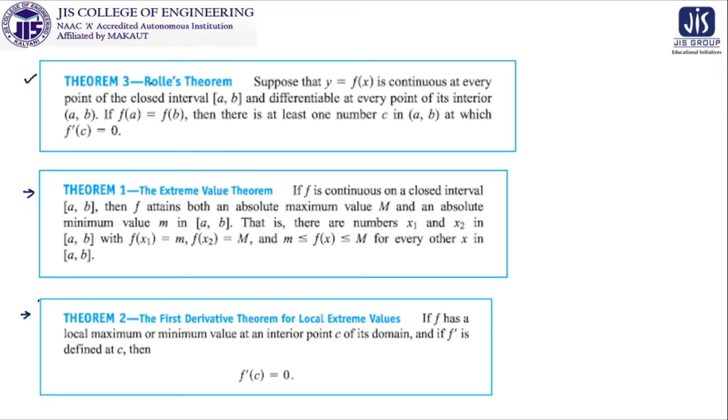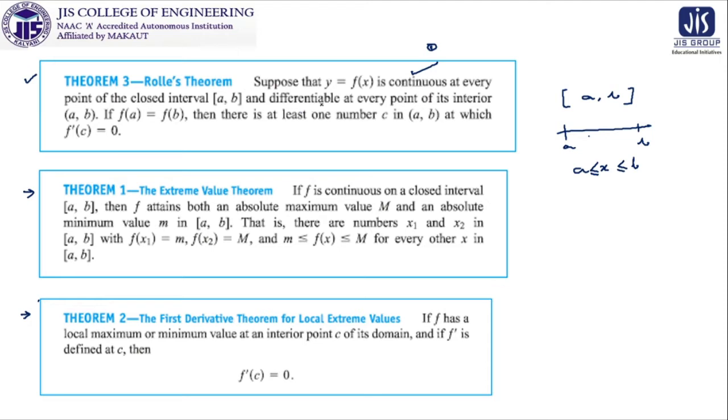Theorem 3 tells us that it is our Rolle's theorem, that is our topic of discussion for today's class. And it tells us that suppose we take y is equal to fx, continuous at every point of the closed interval a to b. So I think all of you know what a closed interval a to b is. Closed interval is nothing but all the points including the boundary points, that is a and b. So we can take it as x greater than equal to a and less than equal to b. So we are considering this particular interval. So fx is continuous at every point of the closed interval ab. This is our first observation.